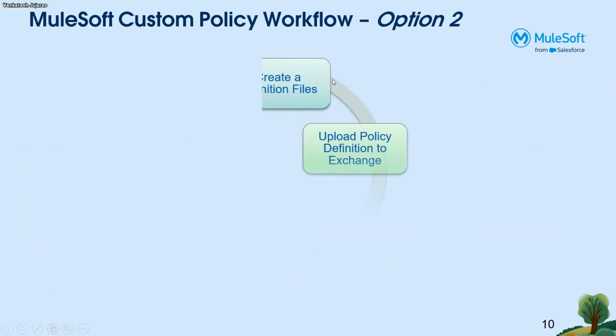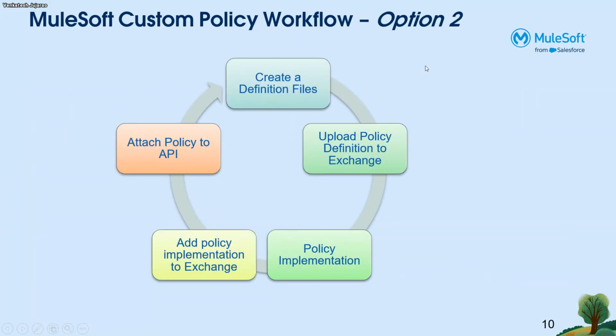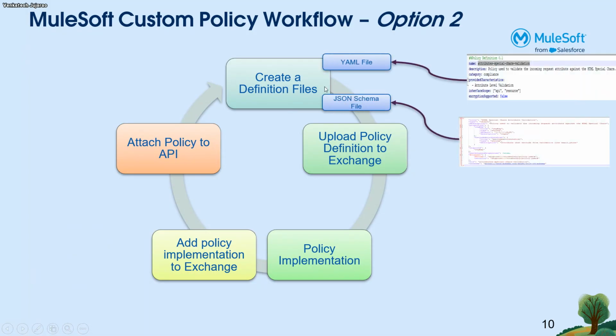Now, how does the workflow look for option two? As I said, we need a definition file. So we first create a YAML as well as a JSON file. We'll see in detail how the YAML and JSON files look in a subsequent slide. So we create a definition file.